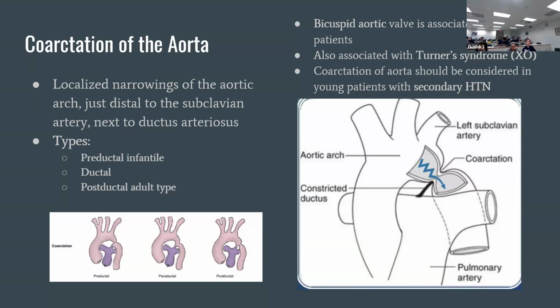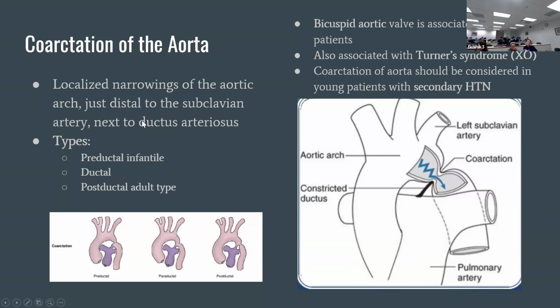So coarctation of the aorta is a common cause for that. It is a localized narrowing of the aortic arch, just distal to the subclavian artery next to the ductus arteriosus. And then there are certain types depending on where it's found, as you can see on this bottom diagram here.